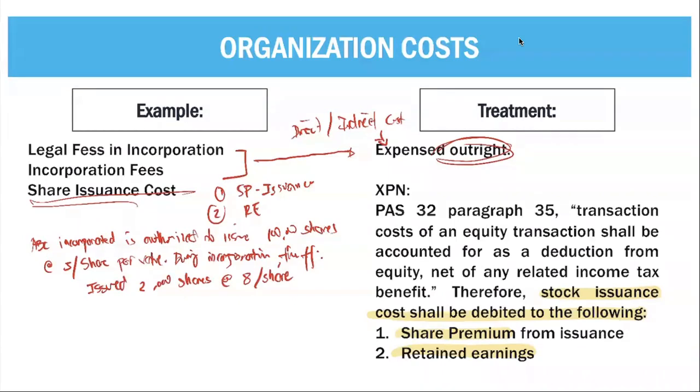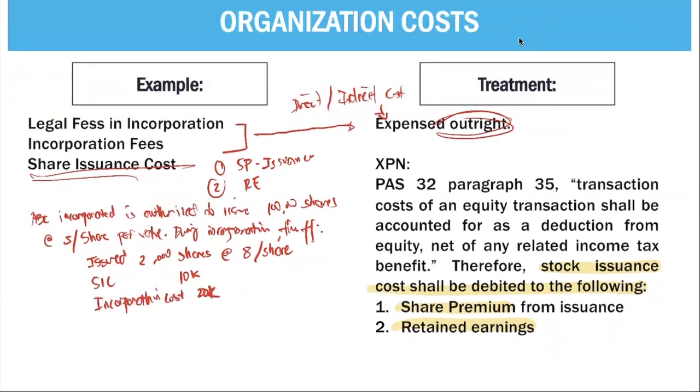Share issuance cost of 10,000 pesos. And then incorporation cost of 20,000 pesos. Okay. So ABC Incorporated is authorized to issue 100,000 shares at 5 pesos per share par value. During the incorporation, the following transpired. Issued 2,000 shares at 8 pesos per share. So SIC, stock issuance cost of 10,000, and we have your incorporation cost of 20,000.